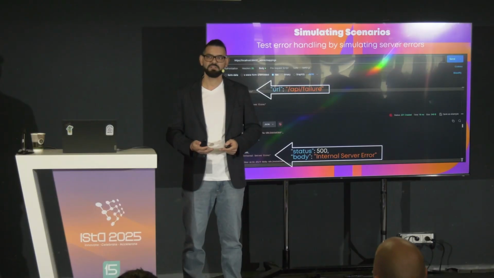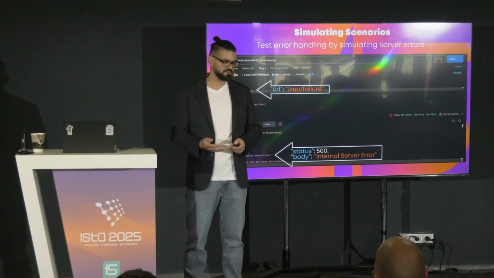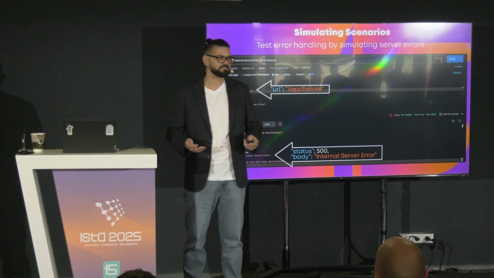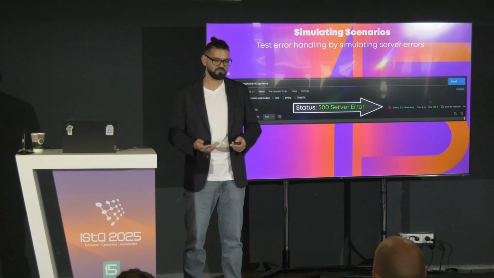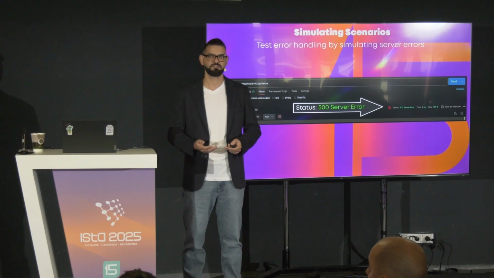And how can you simulate faults and errors? Well, it's very simple. I've created this failing API. It just returns a 500 server error. So if you go and try to reach it, you receive the corresponding 500 server error.